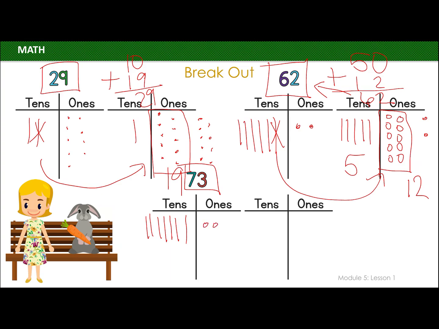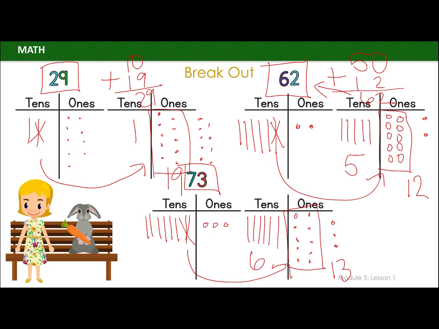And my last one is 73. 7 10 sticks and 3 ones. I'm going to cross off one of my 10 sticks, regroup it into 10 ones. And I still have that 3 from before. So 10 plus 3 gives me 13 ones. I had to take away one of my 10 sticks from my 7, so now I'm left with 6 10 sticks, or 60. 6 10 sticks equals 60 plus 13 of those ones, and I'm given 73.